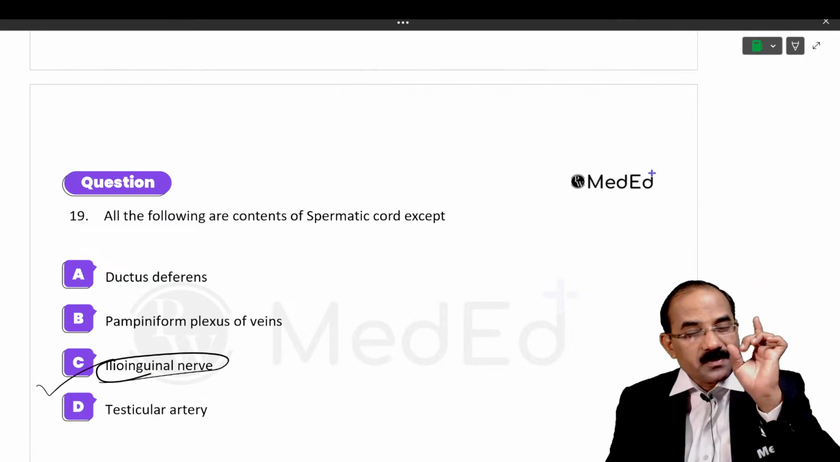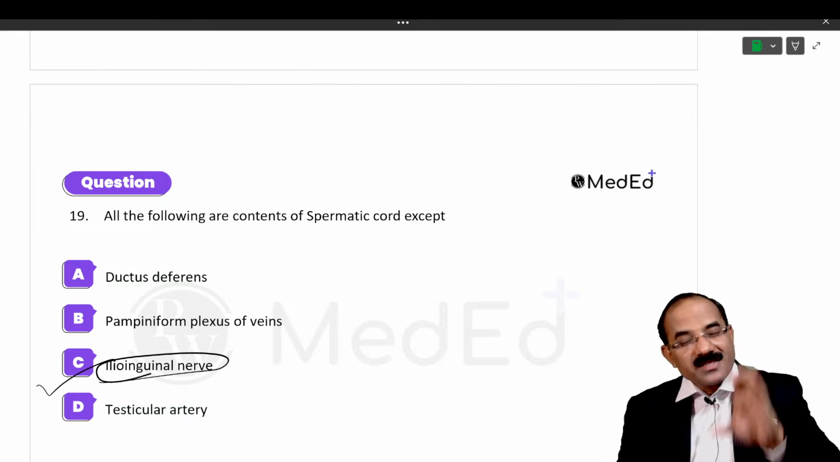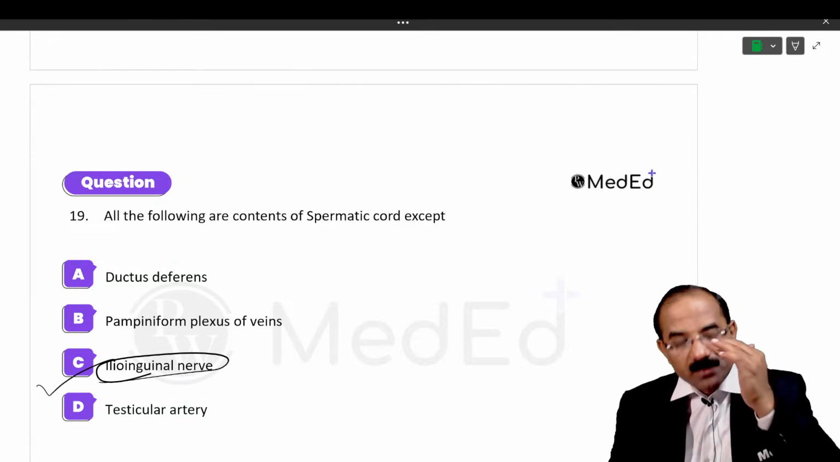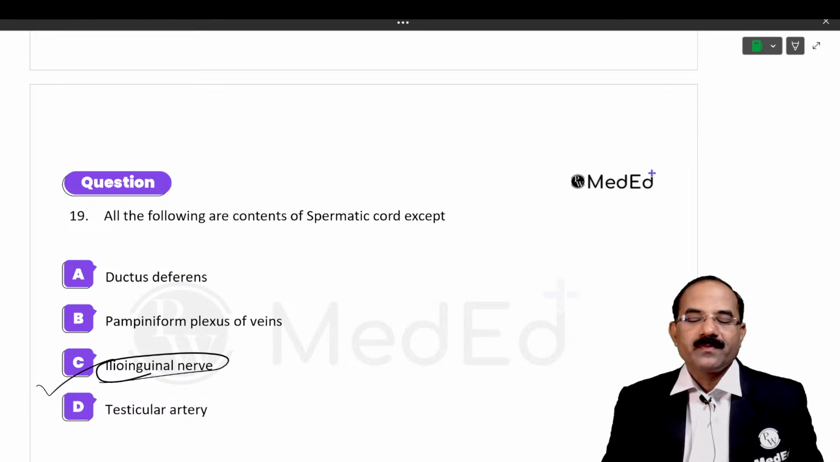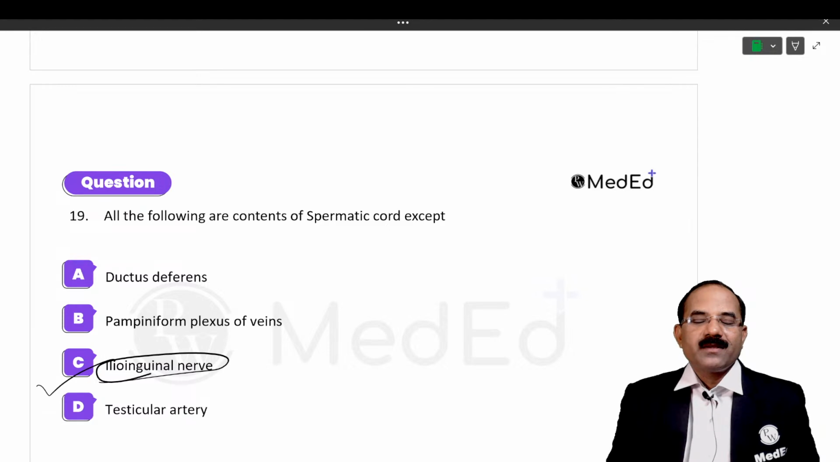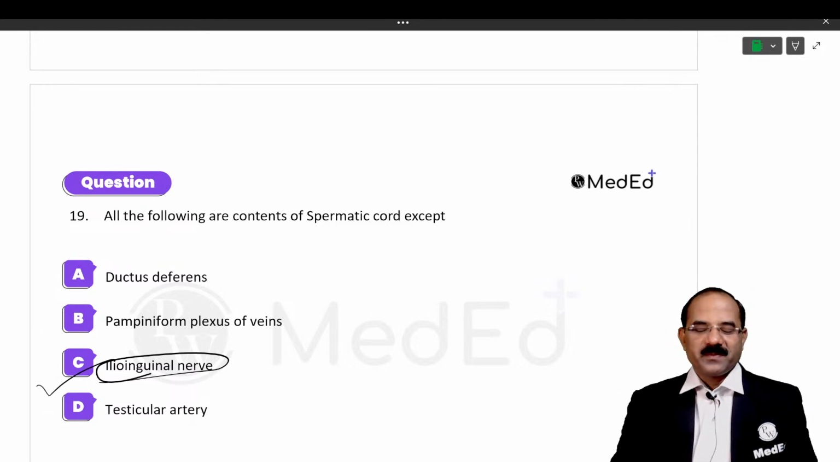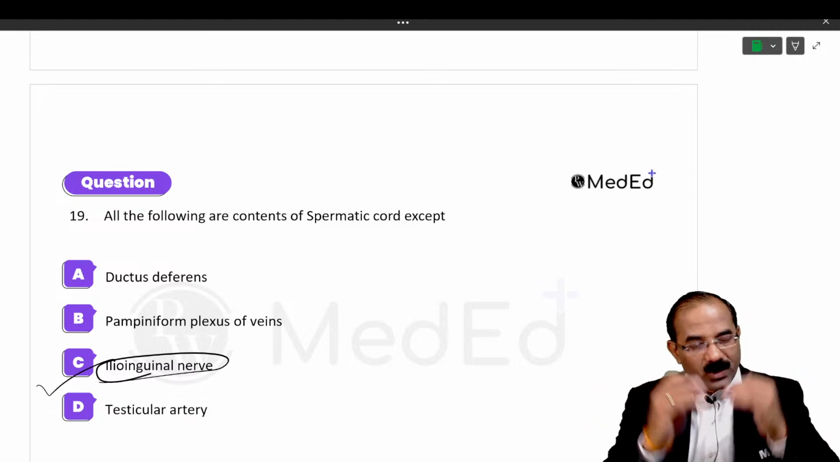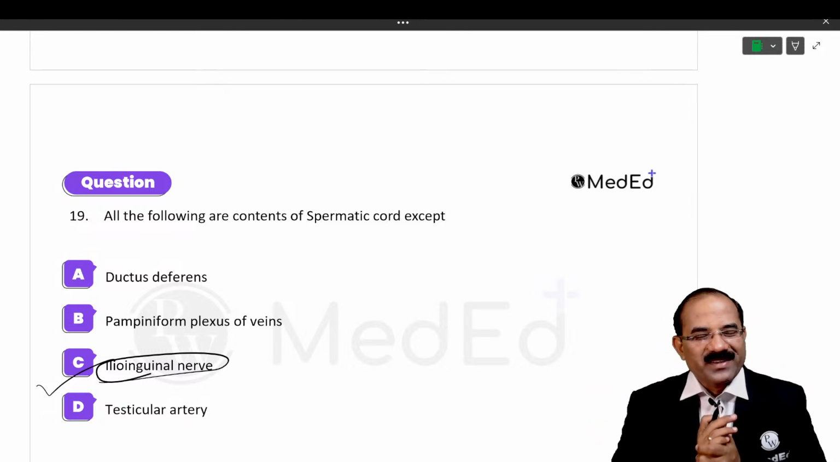इलियोइंक्वाइनल नर्व बच्चा स्पर्मेटिक कॉर्ड के अंदर नहीं होता, इलियोइंक्वाइनल नर्व इज इनसाइड द इंक्वाइनल कैनाल, बट ये स्पर्मेटिक कॉर्ड के बाहर होता है, राइट. It's inside the inguinal canal, but it's outside the spermatic cord, correct है बच्चा.